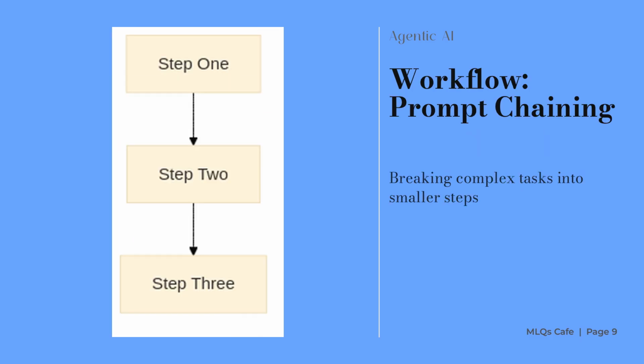Prompt chaining is a workflow where a task is divided into sequential steps, and each step builds on the previous one. This improves clarity and reduces errors for complex reasoning tasks. For example, an agent writing a report may first create an outline, then draft sections, then review coherence, and finally polish language. Each step focuses on a specific objective, making the overall task more manageable.